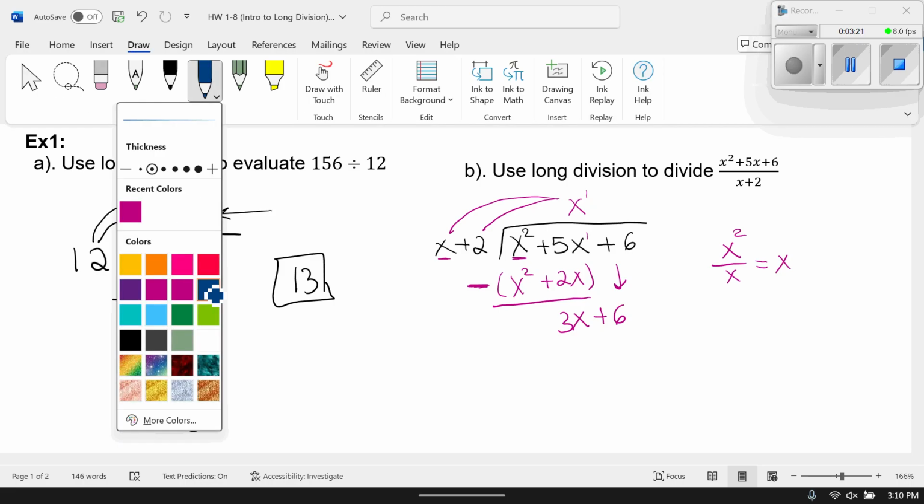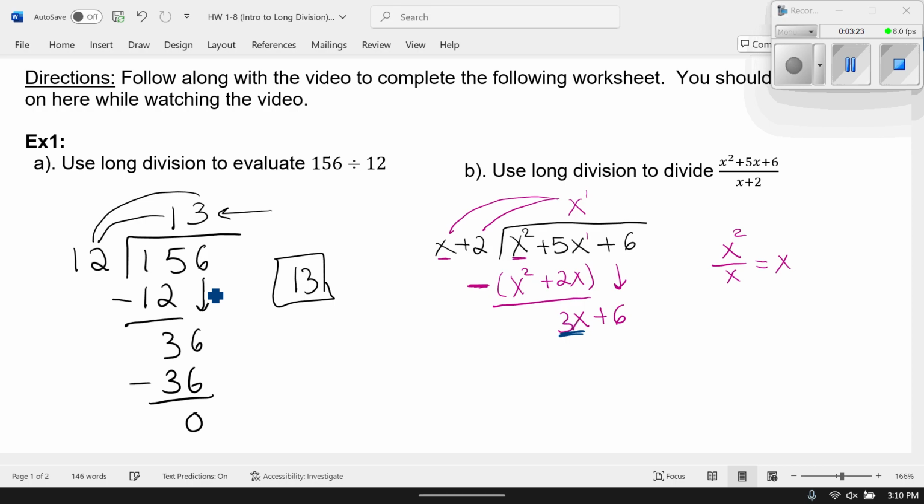So now we have 3x divided by x. 3x divided by x is 3. So I'm going to put a plus 3 up top. Notice how 3 doesn't have a variable, and I'm putting it above the 6, which also doesn't have a variable. Now I'm going to multiply. 3 times x and 3 times 2. 3 times x is 3x. 3 times 2 is 6.